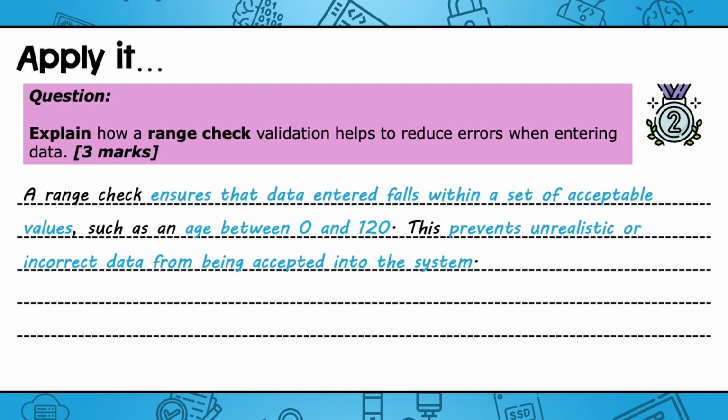So a typical answer might be a range check ensures that the data entered falls within a set of acceptable values, such as the age between 0 and 120. This prevents unrealistic or incorrect data from being entered into a system. So we've said what validation is, what range check is, and we've given an example of it being used and why it would be used to avoid errors.